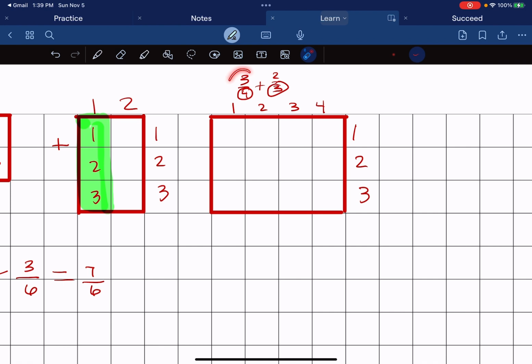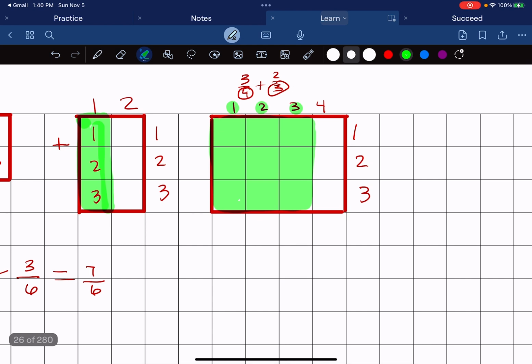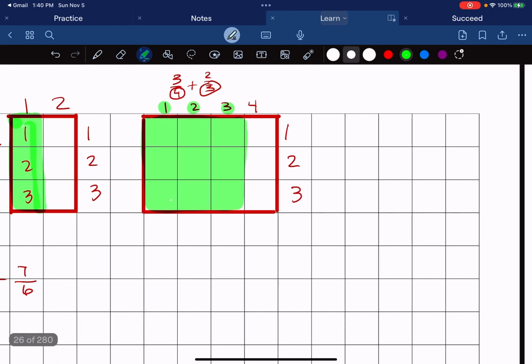And my numerator tells me to shade in 3, so I'm going to look at 1, 2, 3, and I'm going to shade all the way down. Remember to count across with a number that was in your denominator. So since my denominator was a 4, then I need to look at the section that goes 1 through 4. You don't want to look at 1 through 3 and then do 3, because then we've done our model incorrectly.